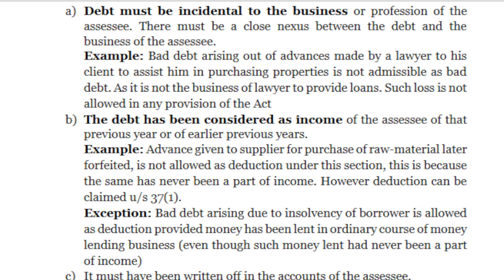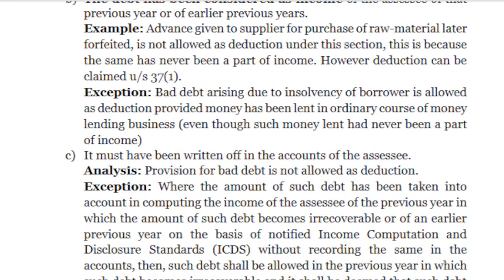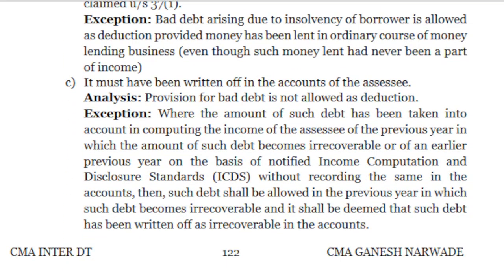Now come to point C. It must have been written off in the accounts of the assessee. Of course, if it is written off as bad debts in accounts, then only you can claim it as deduction. Actual bad debts are allowed as deduction. If you have created a provision in your accounts, that will not be allowed as bad debts. Now in income tax, there is one more term we have to remember, and that is ICDS, Income Computation and Disclosure Standards.